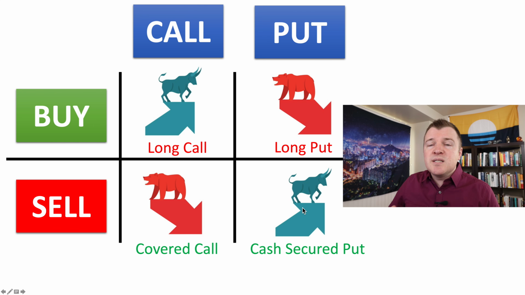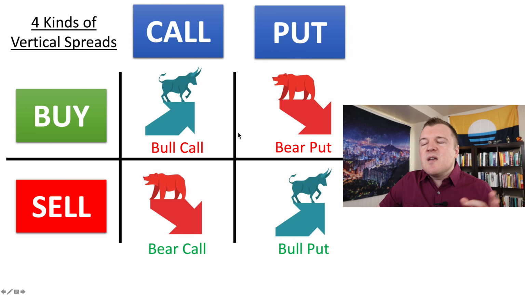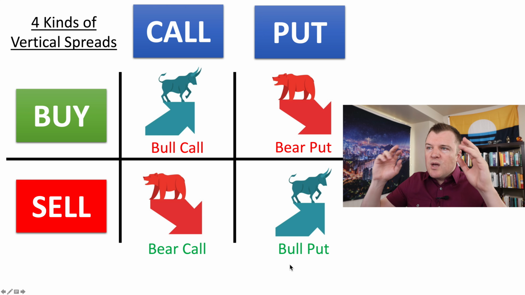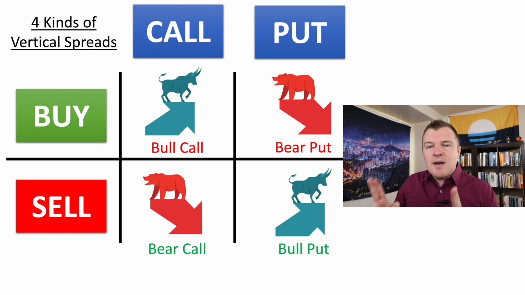But these four kinds of basic options trades have an equivalent vertical spread trade. So the equivalent of the original four: if you buy a call, this is called a bull call spread. If you buy a put, this is the bear put spread. If you sell a call, the bear call spread. And if you sell a put, the bull put spread. I know these are pretty fun names, but it's really important to try and visualize exactly what's happening once you understand what is happening with these vertical spreads.